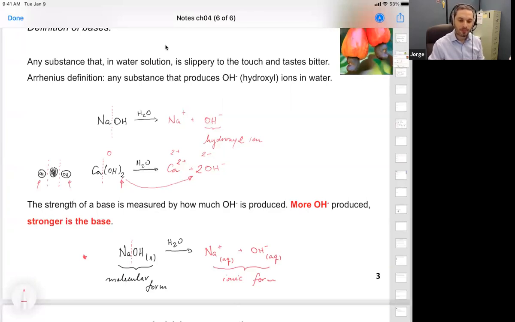So every time I'm talking about the molecular equations, that is the form that I'm going to use. And when I'm talking about the ionic equations, no matter if it is the overall or net ionic, I have to consider what are the ions dissolved in the solution.